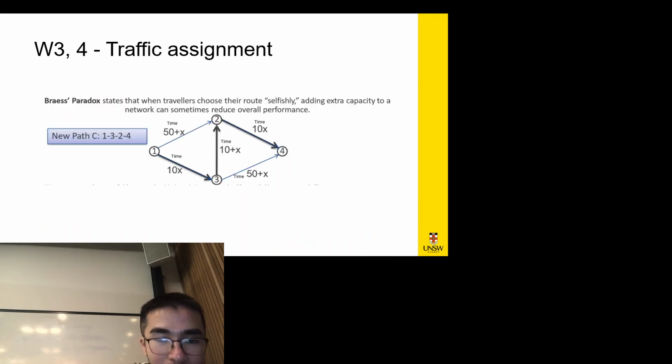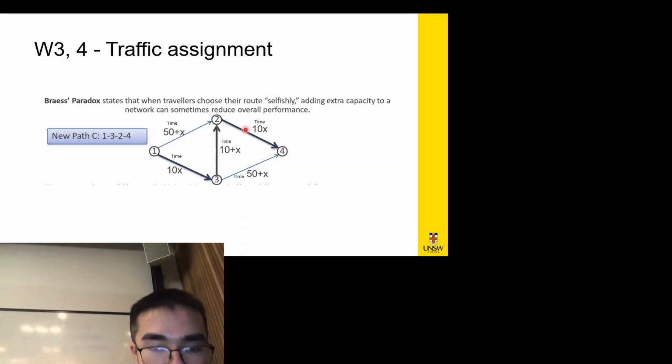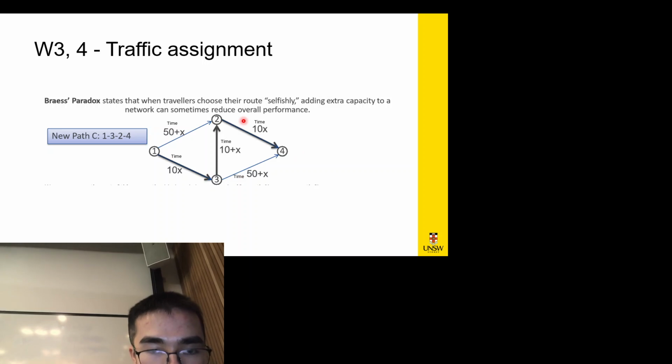So in this case, let's just ignore what the paradox says for the time being. But say this is a complex network. So we're looking at one node, origin is number 1, destination is number 4. There's many different paths we can take. You can take 1 to 2, then 2 to 4, 1 to 3, and then 3 to 4, 1 to 3, 3 to 2, and then 2 to 4.